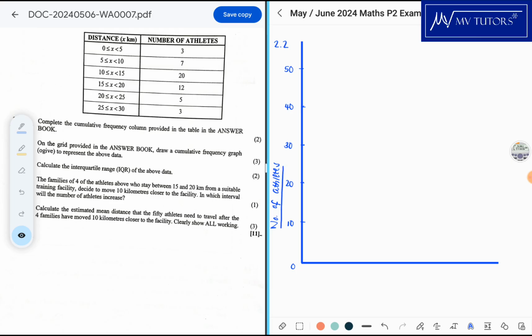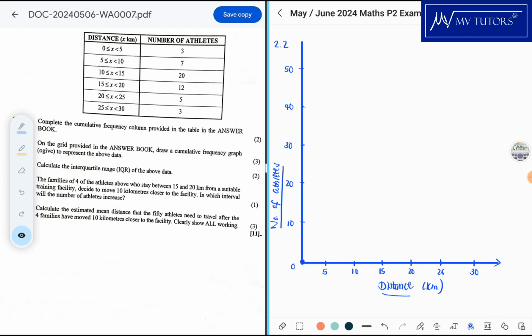And then on the x-axis, distance. They already hinted there. They gave it to you. So do not put number of athletes on the x-axis. So distance in kilometers, and we have until 30. I'm also going to use intervals of 5: 5, 10, 15, 20, 25, 30. And when you draw an ogive, please make sure that you start at 0. You always start there.